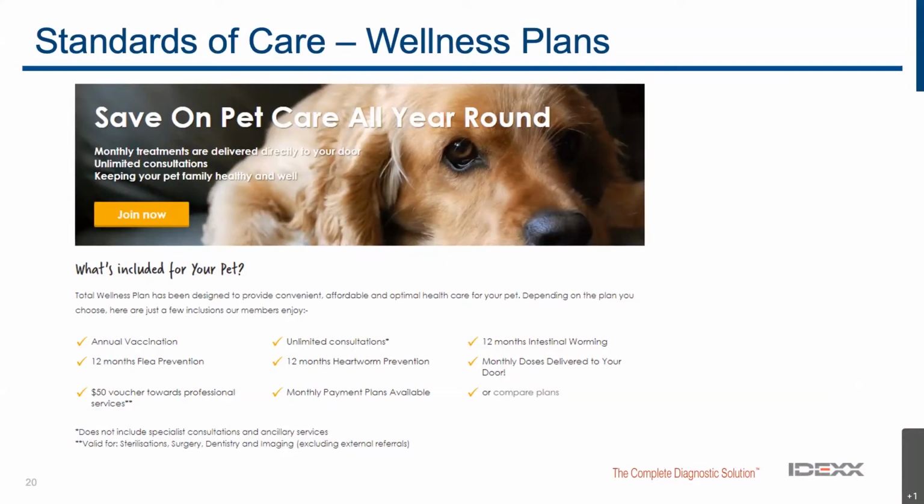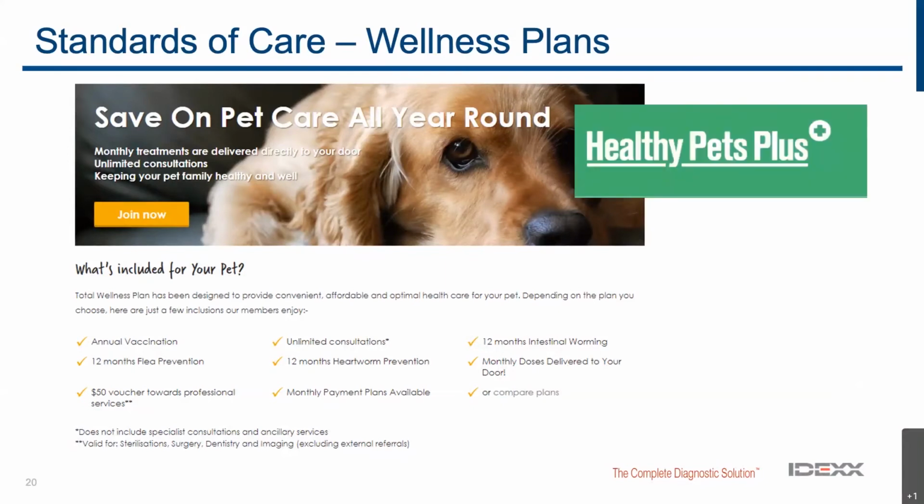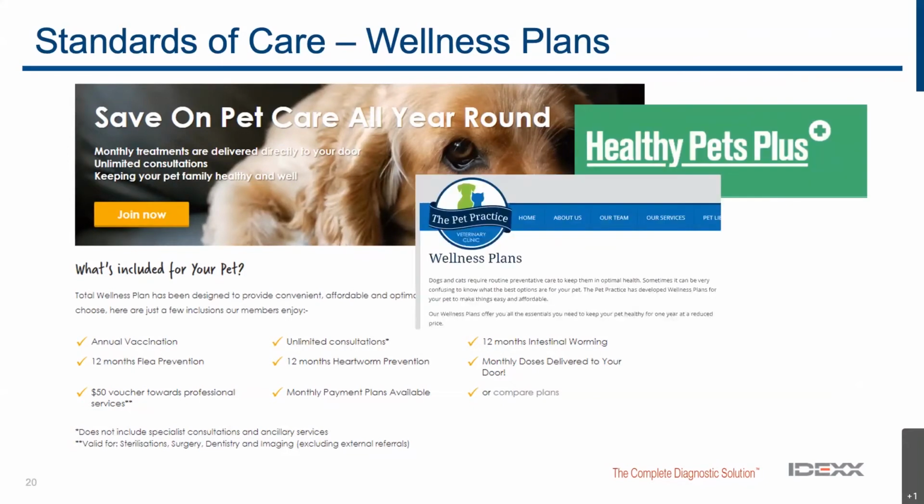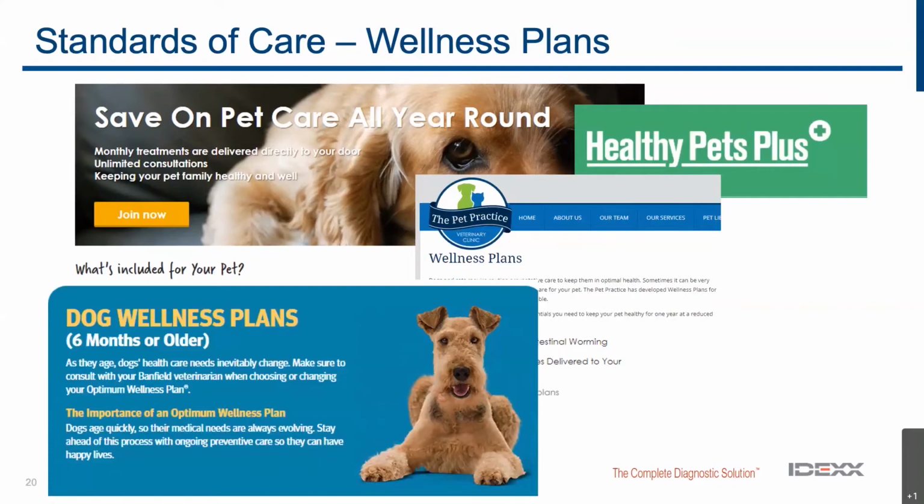Here's one where they get your annual vaccinations, consults, worming, flea control, heartworm. They get some costs towards professional services, monthly payment plans. It makes it easy. The Green Cross have got their Healthy Pets Plus. The Pet Practice have got wellness plans as well. And the Banfield team over in the US, there's a big veterinary group over there, have got a whole bunch of wellness plans as well.